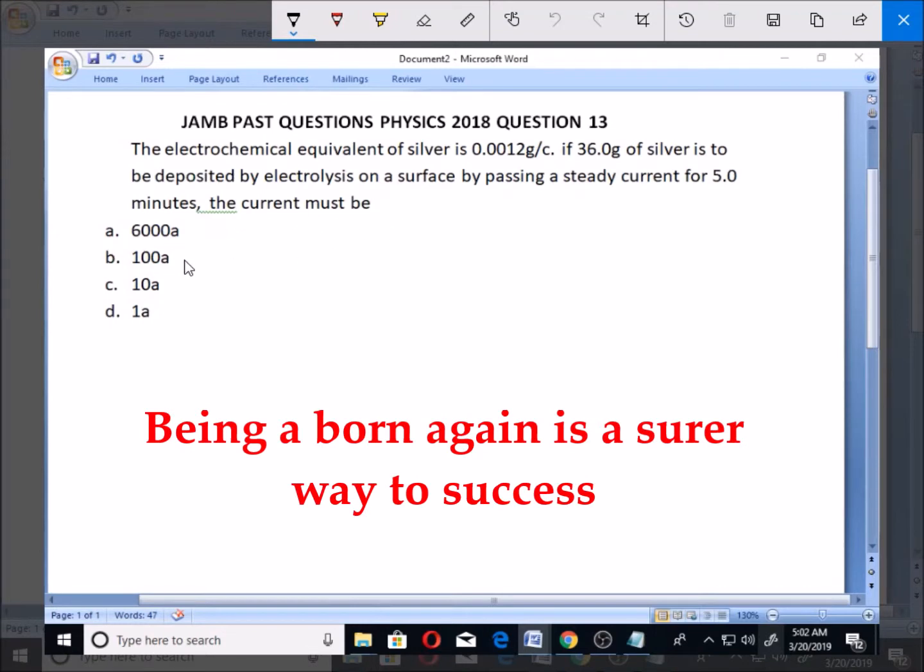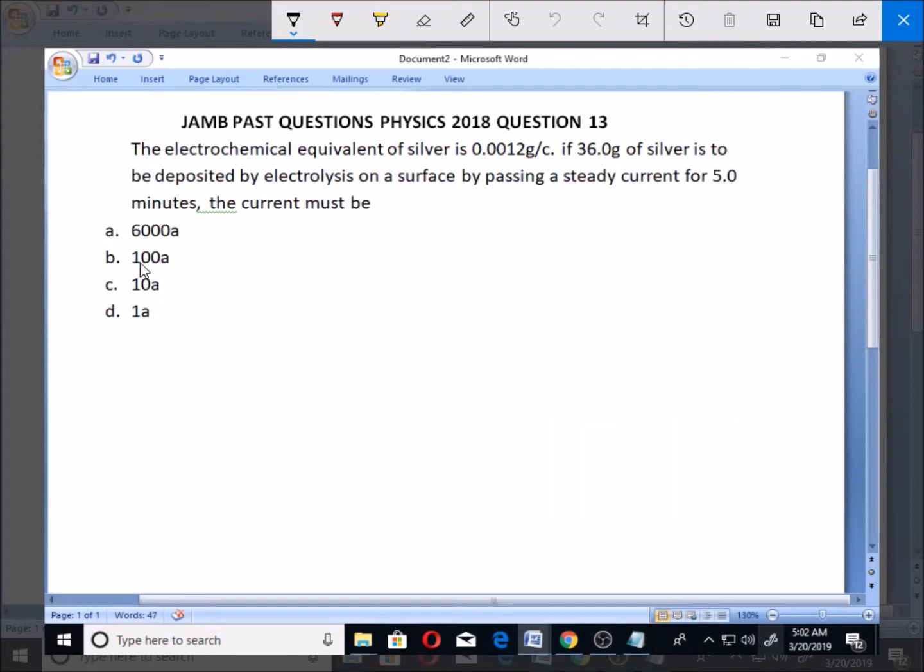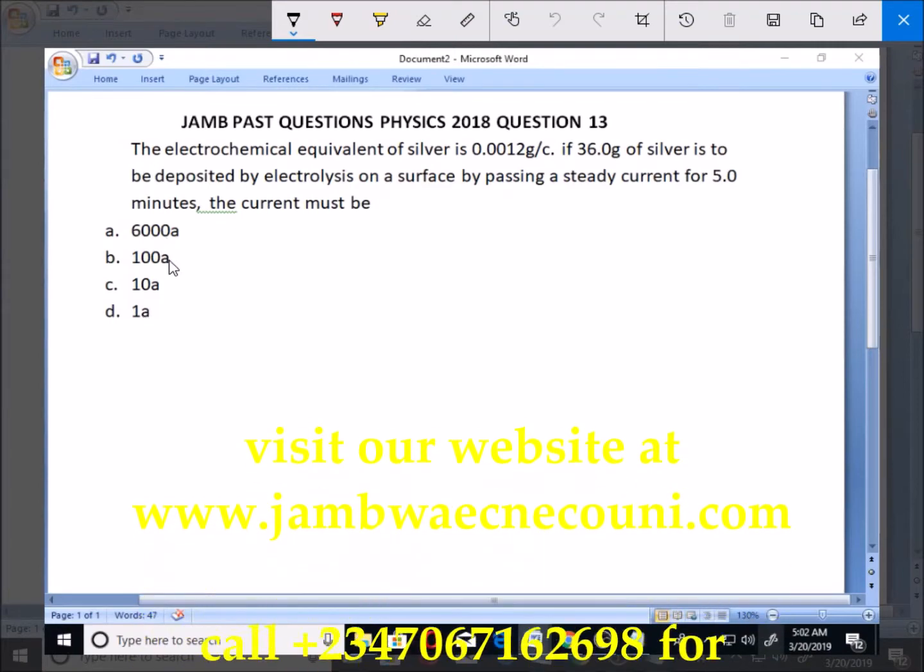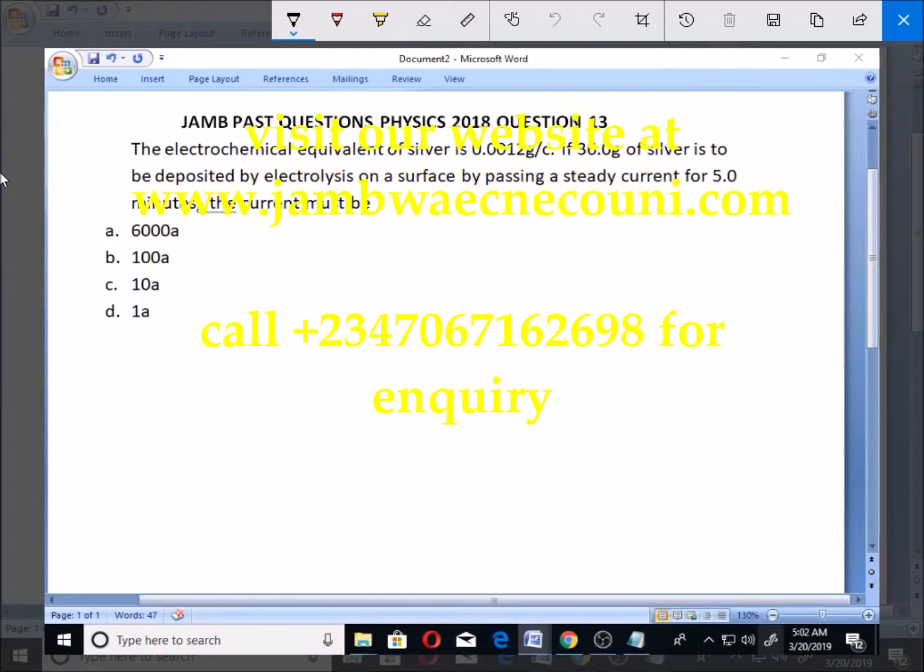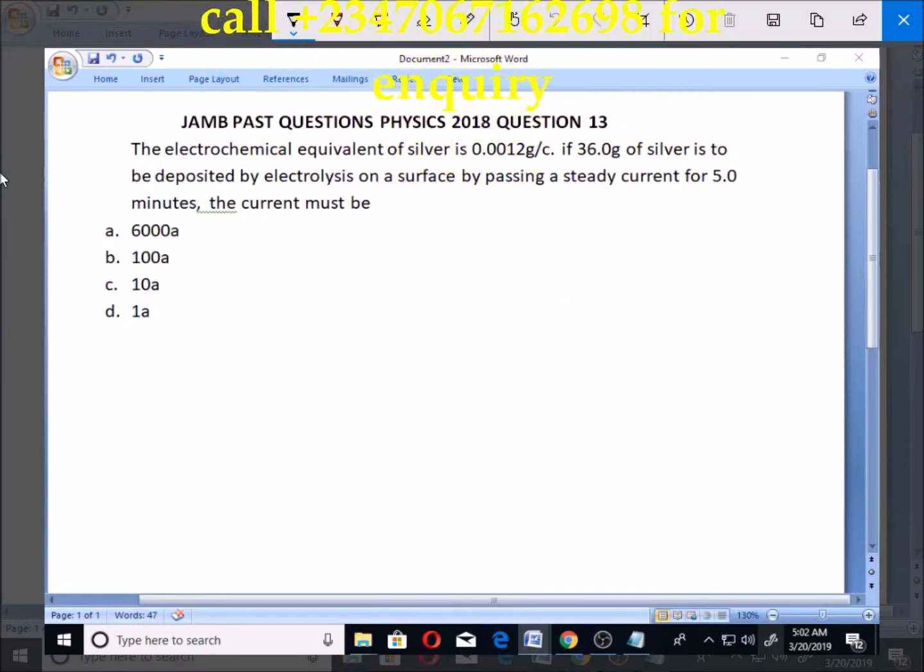A. 600 amperes, B. 100 amperes, C. 10 amperes, D. 1 ampere. Please, the A's in amperes should be in capital letter amp. Now let us solve this.